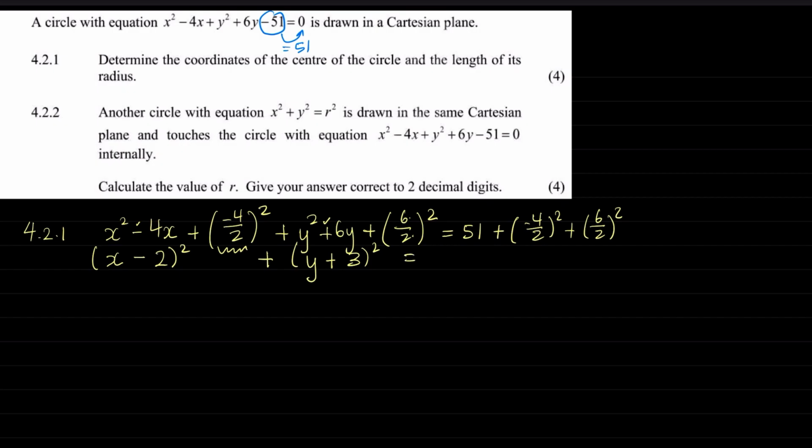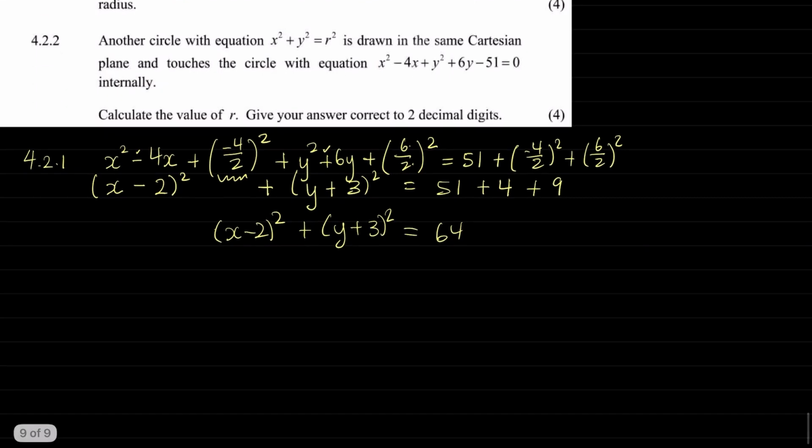And that's equal to 51 plus, as I said, this simplifies to 4, and then this simplifies to 9. So x minus 2 all squared plus y plus 3 all squared is equal to 51 plus 4, 55, plus 9, 64. So if they want the center, the coordinates of the center is going to be 2 and minus 3.